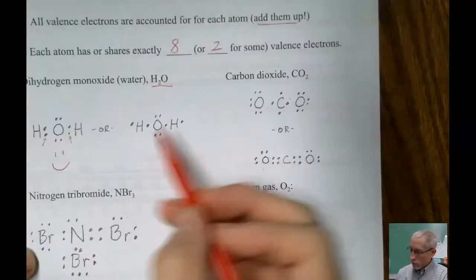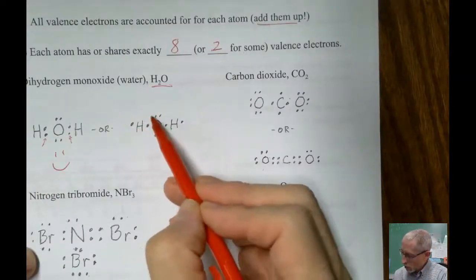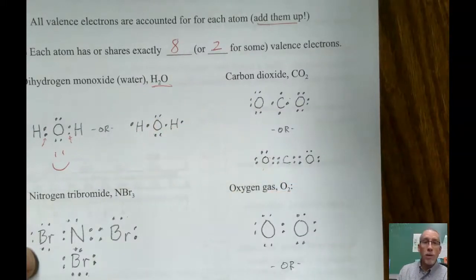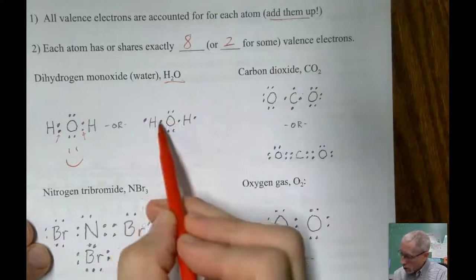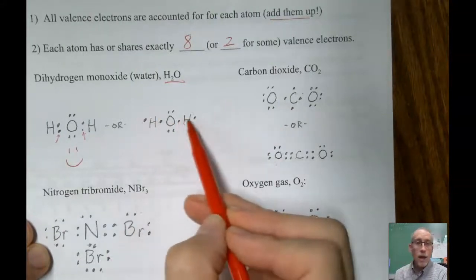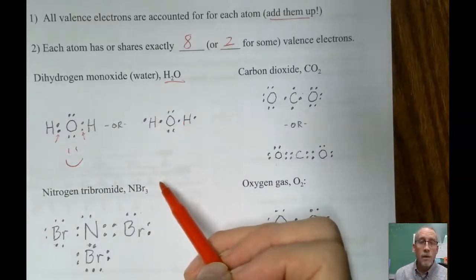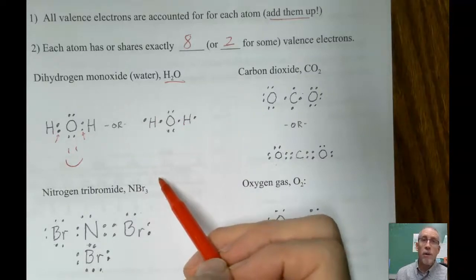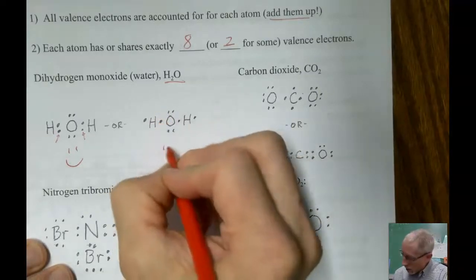What's wrong with this one? You'll notice it has 8. 1, 2, 3, 4, 5, 6, 7, 8, but they're not placed in the right location. So this hydrogen is happy. It's got 2, 1 on each side. This hydrogen is happy. It's got 2 on each side, and we're looking good. But the oxygen is not. The oxygen does not have 8 around it. It only has 6 around it. So that is not going to work.